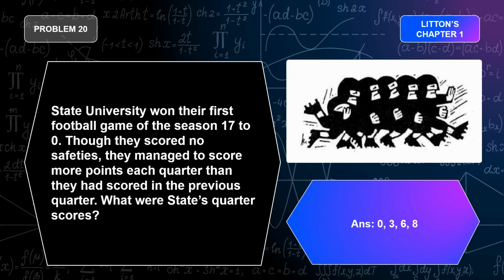The third period score could come either from a touchdown or 2 field goals. The fourth period score had to come from a touchdown plus a 2-point conversion.